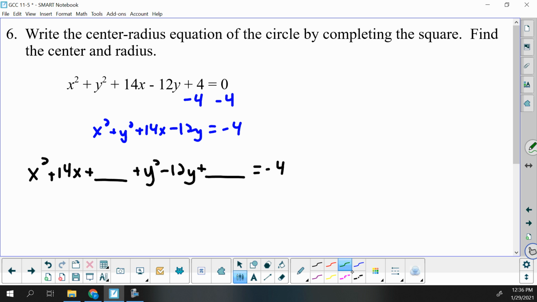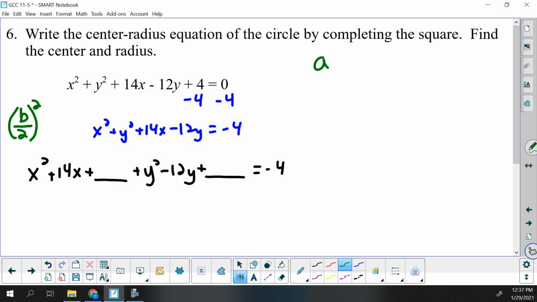To complete the square, you always do your b value divided by 2 squared. Well, you might be asking, what is your b value? Well, last year in algebra, you should have done a quadratic formula, and you did some identifying of what the a, b, and c were to do quadratic formula.